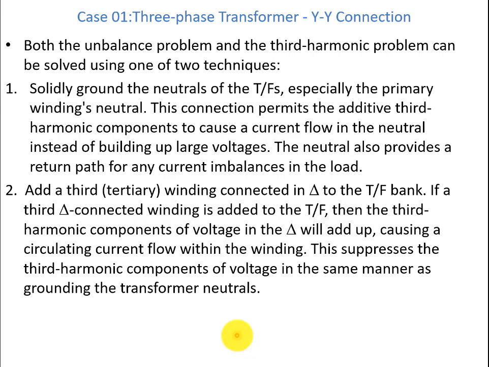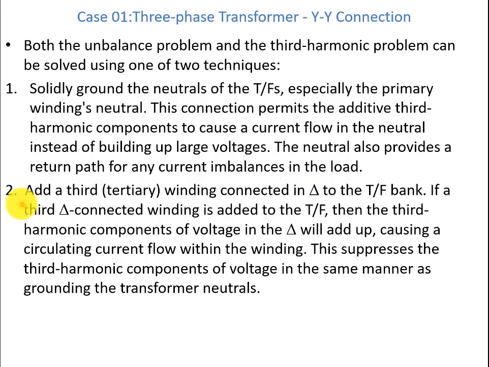Both the unbalance problem and the third harmonic problem can be solved using one of two techniques. The first is to solidly ground the neutrals of the transformers, especially the primary winding neutral. This connection permits the additive third harmonic components to cause a current flow in the neutral instead of building up large voltages, so that will be drained out from the transformer. The neutral also provides a return path for any current imbalances in the load.